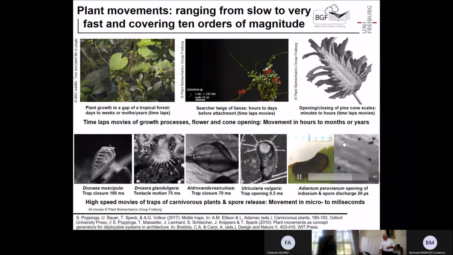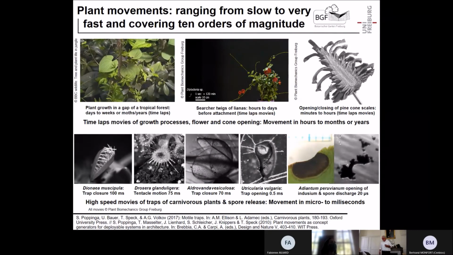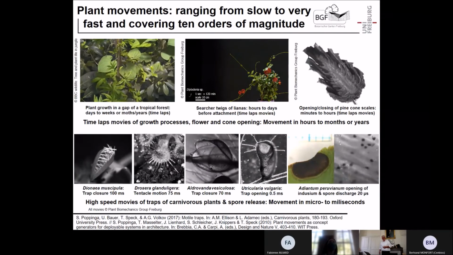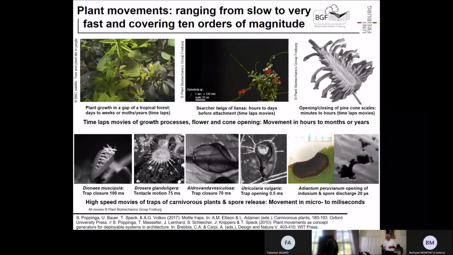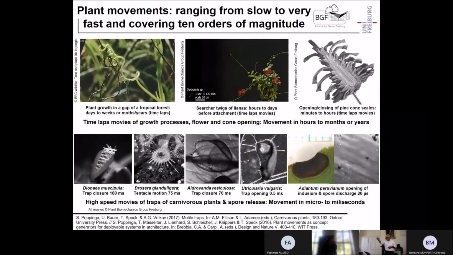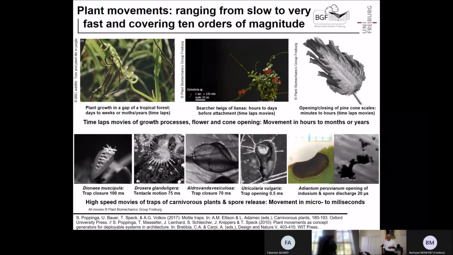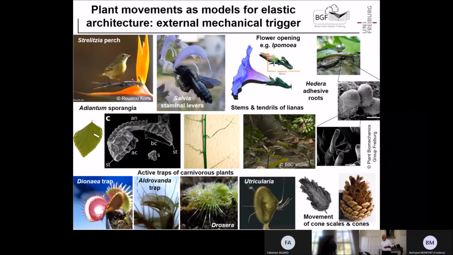This is a spore propulsion, spore discharge, which takes place in about 20 microseconds. So plants are very active, very dynamic, but we just don't see it. But it's worth having a closer look. And time lapse, as you see in the upper part, or high speed camera makes it visible for us.